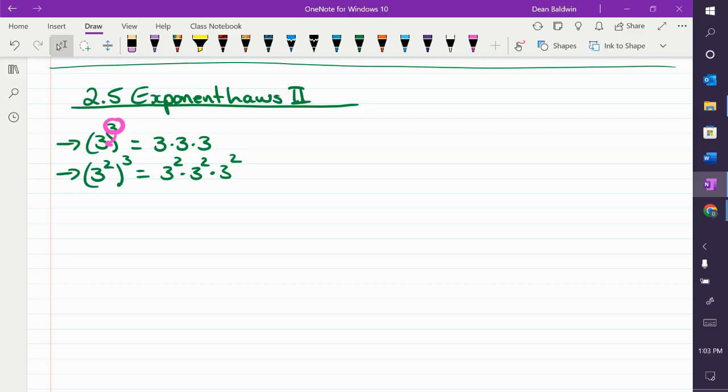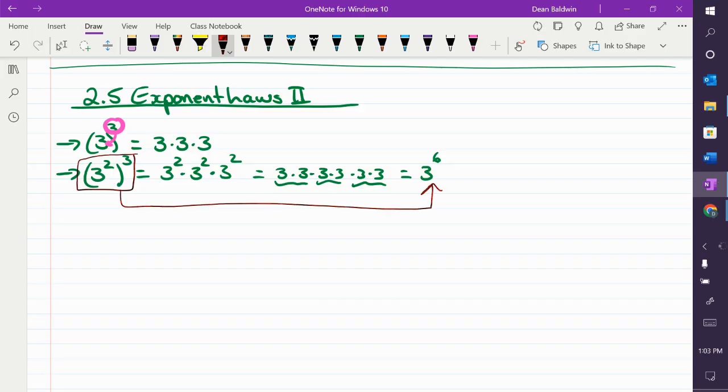What does 3 squared mean? 3 times 3. So this actually means 3 times 3, 3 times 3, 3 times 3. There's a 3 squared, there's a 3 squared, and there's a 3 squared. Since there's 6 threes, that actually means 3 to the power of 6. So how do I go from this to that in one step?